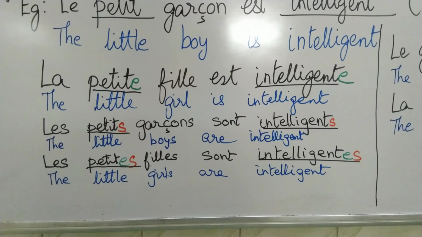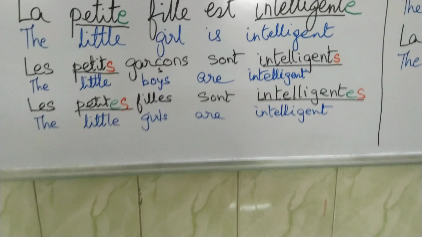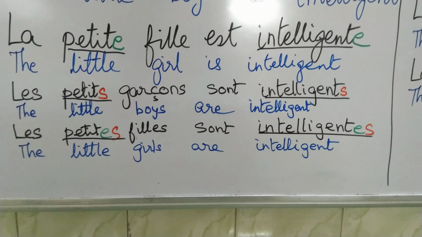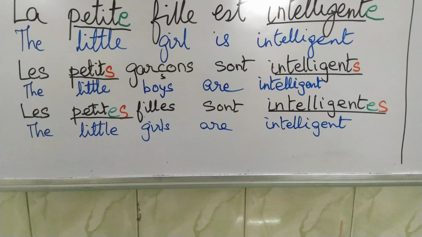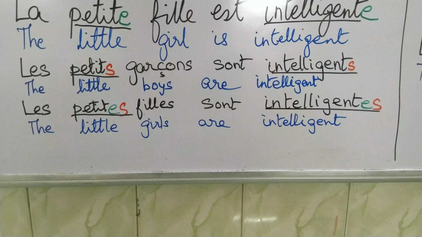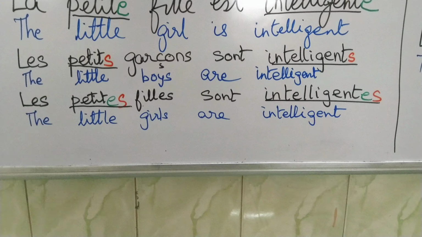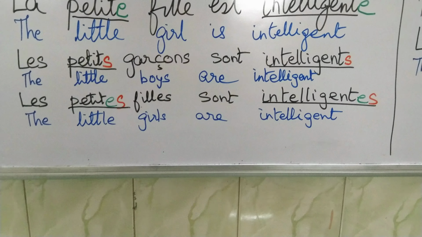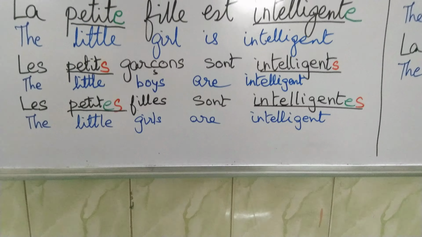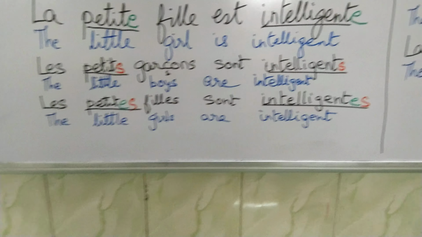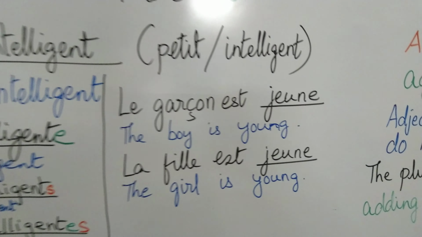The last example, les petites filles sont intelligentes. The little girls are intelligent. The noun fille, I already told you, is feminine singular. So when the noun is feminine singular, the adjectives will be in the feminine singular form. We have already seen this in the second example. And now the last example, F-I-L-L-E-S is feminine plural. So the adjectives also become feminine plural. P-E-T-I-T-E-S and I-N-T-E-L-L-I-G-E-N-T-E-S.